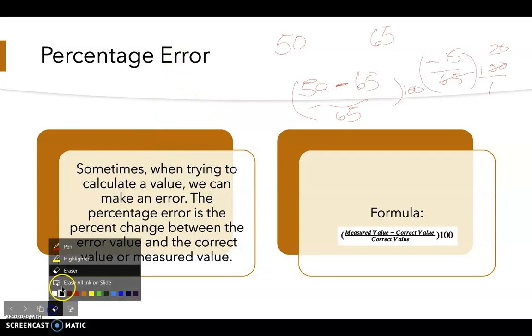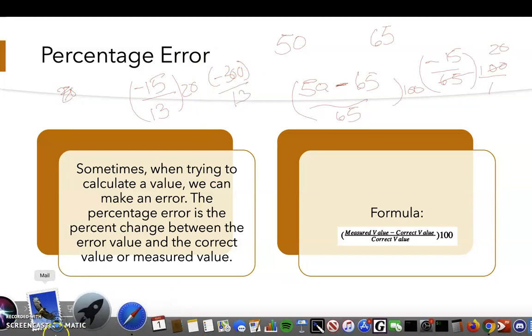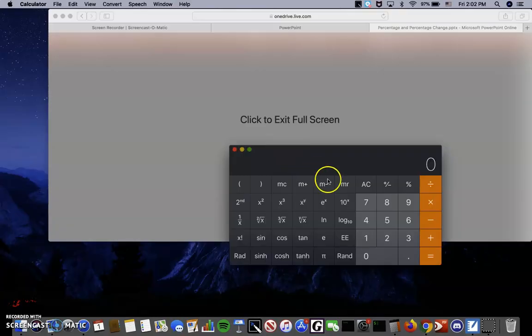Let me erase that quickly. Okay, so 13. So then I get negative 15 over 13 multiplied by 20. Okay? So then what I'm going to do is I'm going to multiply 20. So that means I'll get negative 300. Negative 300 divided by 13. And I'm going to go to my calculator.